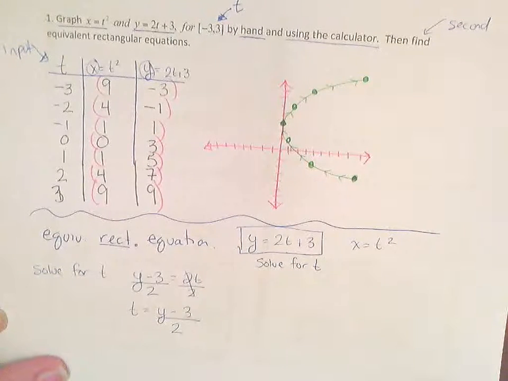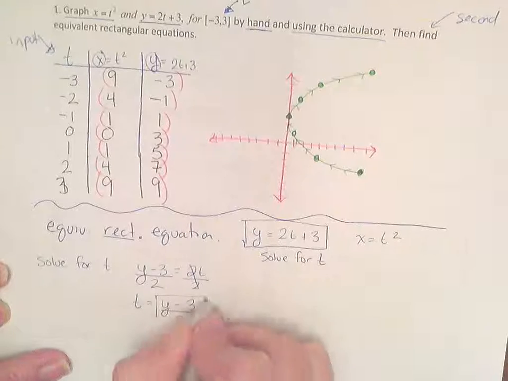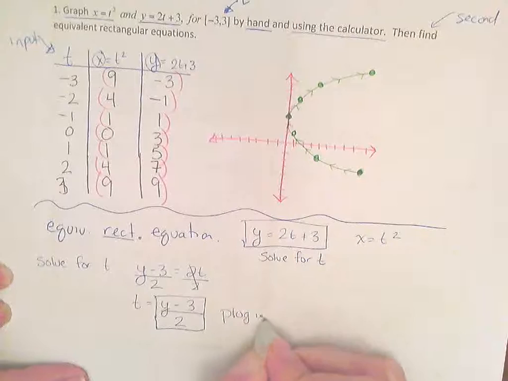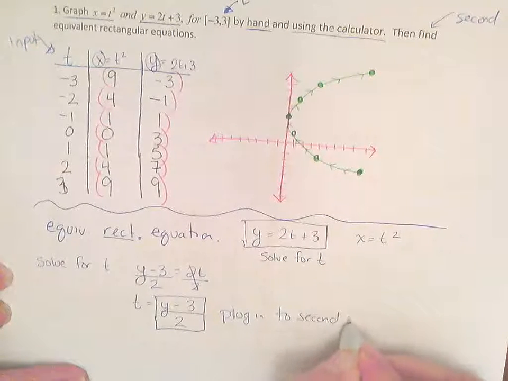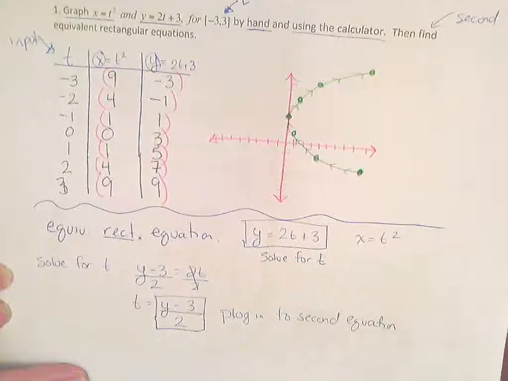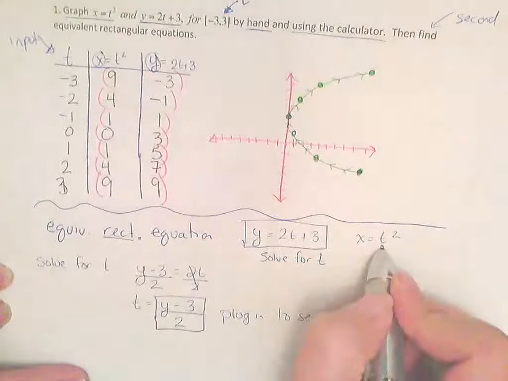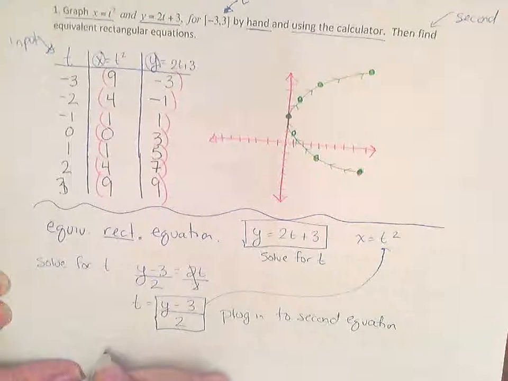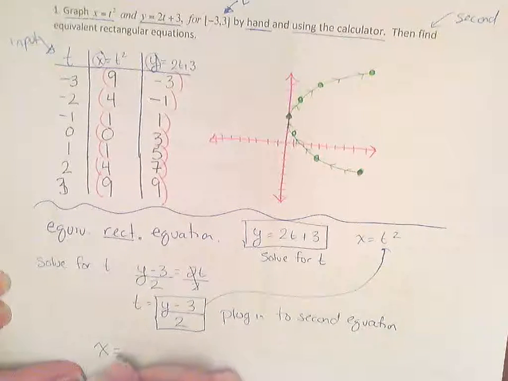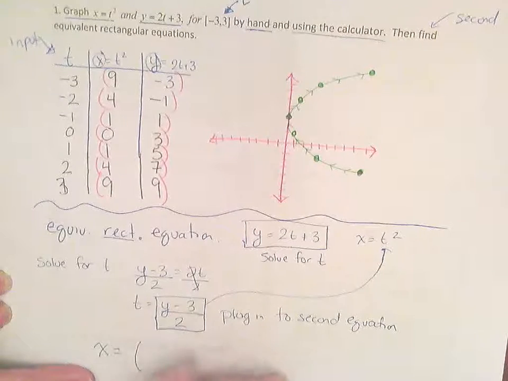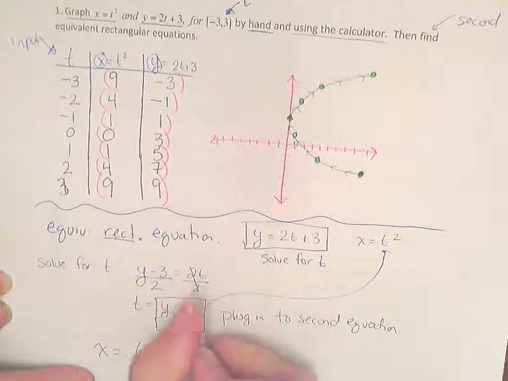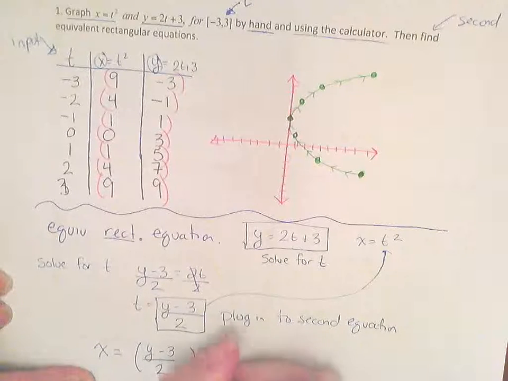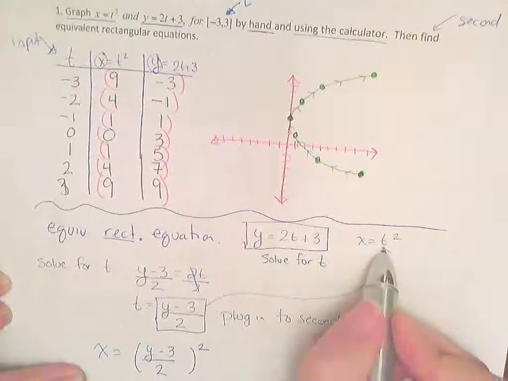And now if you remember back from substitution, I take what I just got here, and I plug it in to the second equation for t. Now t is equal to this, so that's going to go into the second equation. So now we're going to end up with x equals, instead of t, this. So I'm going to plug in y minus 3 divided by 2. And of course, don't forget the squared, because this equation was originally t squared.